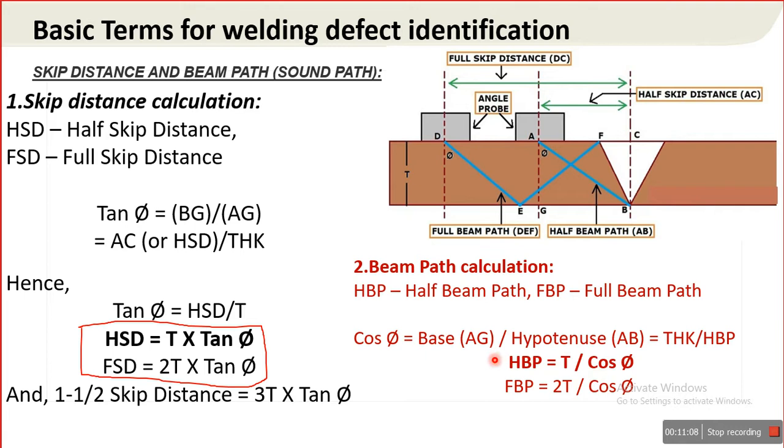can be rewritten as half beam path is equal to T into sec theta, because 1 upon cos theta is sec theta. So generally it is considered as half beam path is equal to T sec theta and full beam path is equal to 2T sec theta.